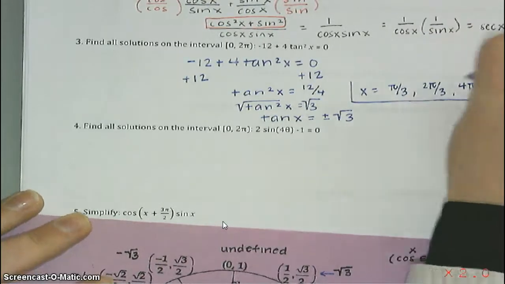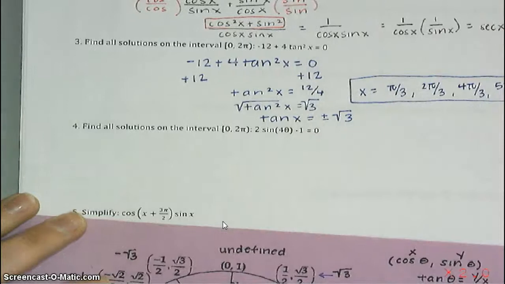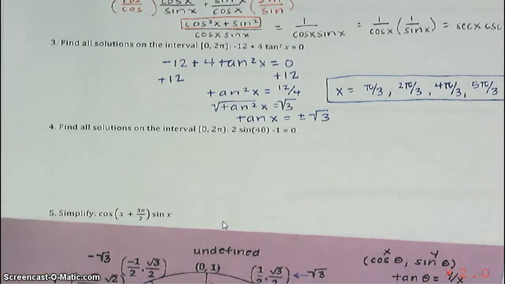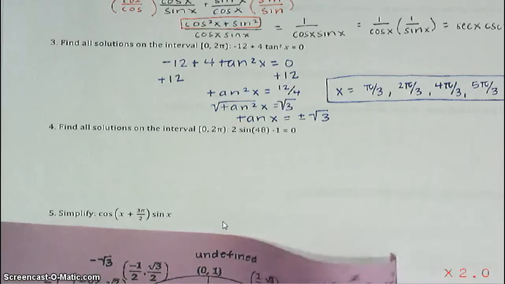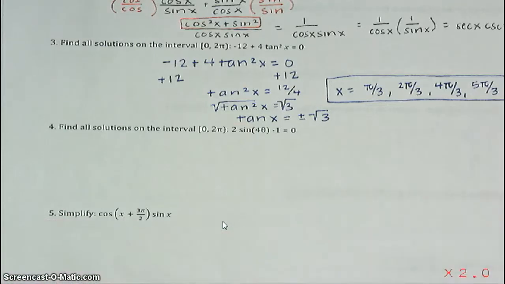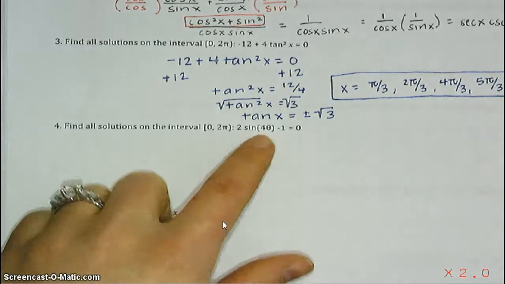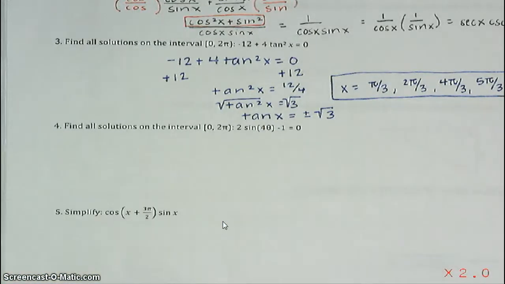At this time, you can pause the video and try the question on your own, or take a separate sheet of paper out and redo it. The next question, number 4, is similar to the previous question. The thing that makes it a little bit different is that we have this 4 theta inside of the parentheses.